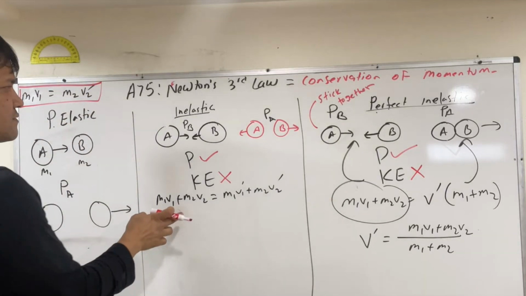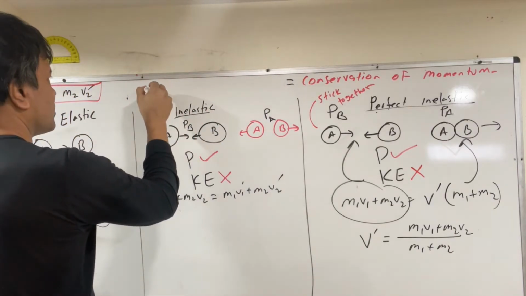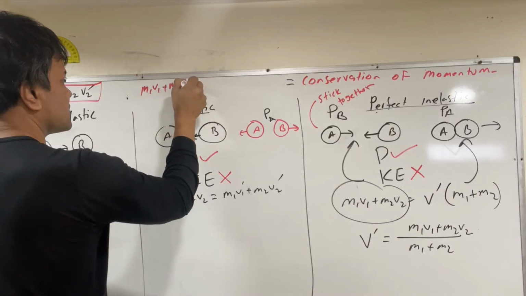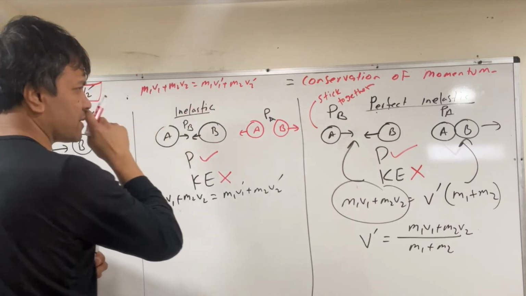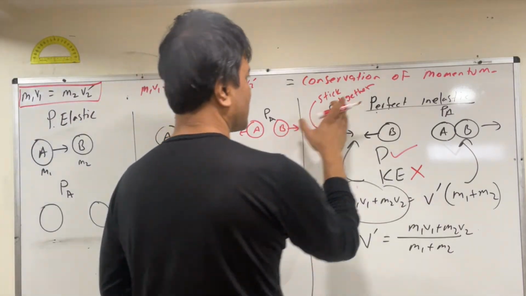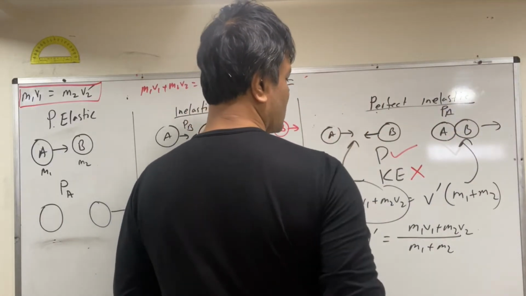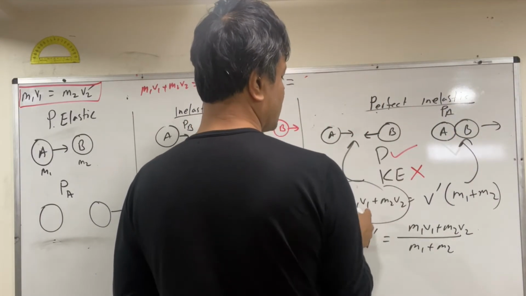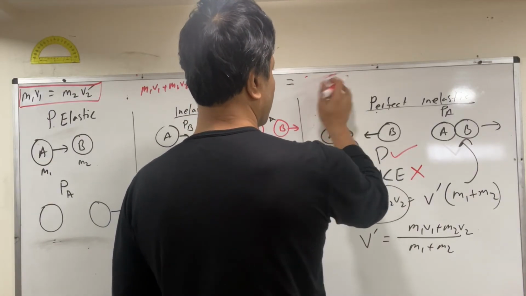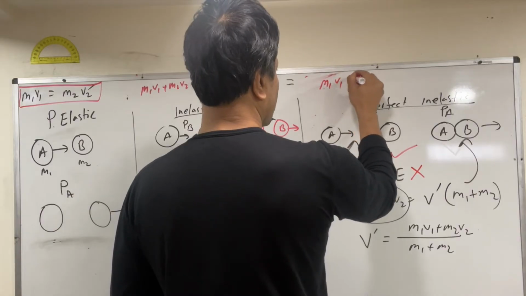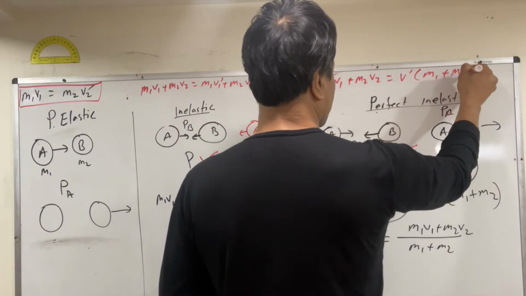So this is the equation for perfectly elastic. This is the equation for inelastic. I'm going to write this equation over here: m1 v1 plus m2 v2 is equal to m1 v1 prime plus m2 v2 prime. All right, and this is for perfectly inelastic. So I'm going to write this version, or maybe this version, doesn't matter. So v prime, maybe I write m1 v1 plus m2 v2 is equal to v prime times (m1 plus m2), right?